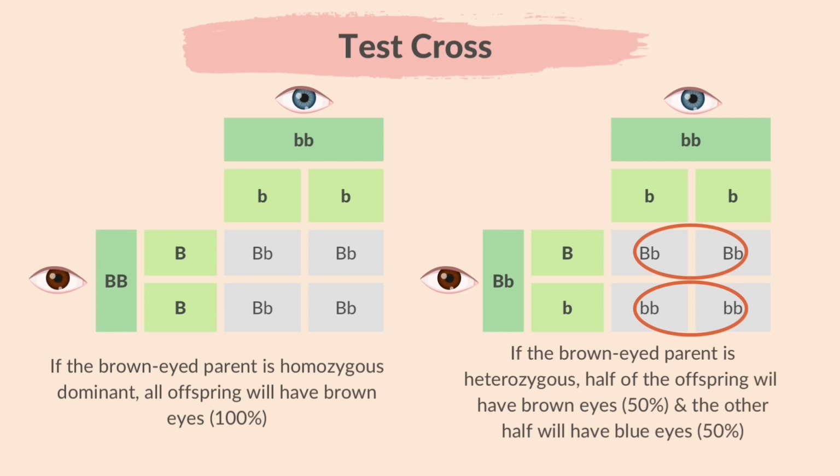In this cross, there is a 1:1 ratio of brown to blue eyes, meaning a 50% chance of the offspring having brown eyes and a 50% chance of the offspring having blue eyes. If any of the offspring have blue eyes, it would confirm that the person is heterozygous, that is capital B, small b, because the presence of the recessive allele, small b, would result in the expression of the blue eye color.